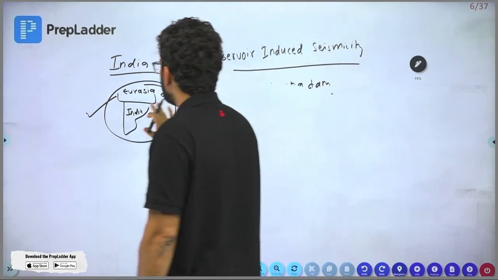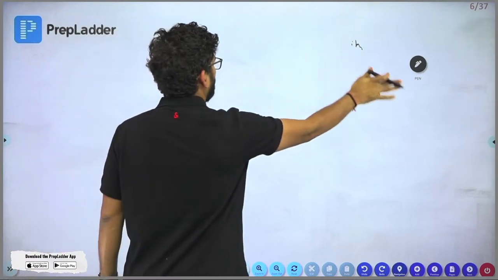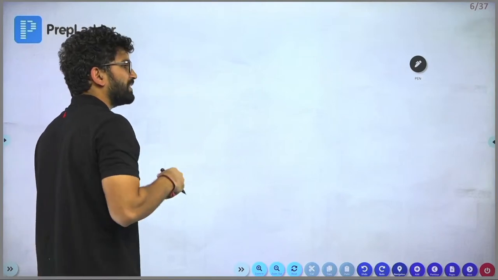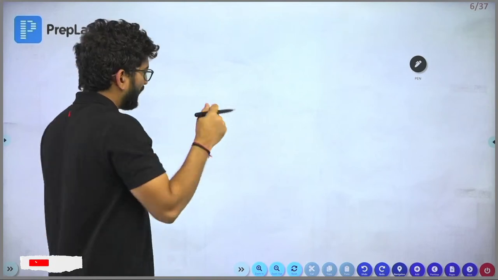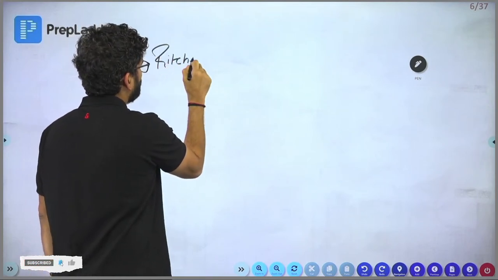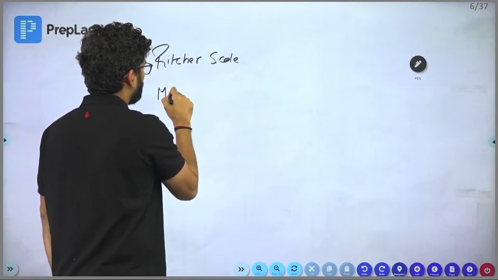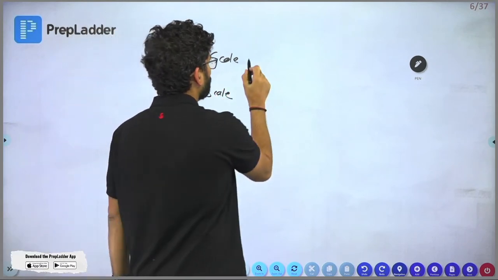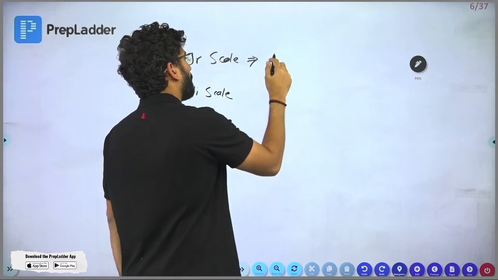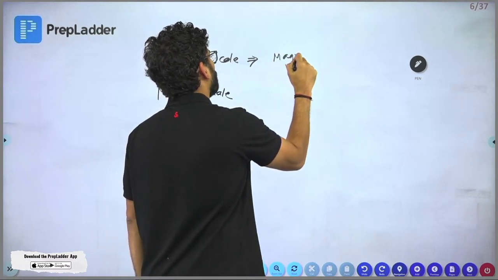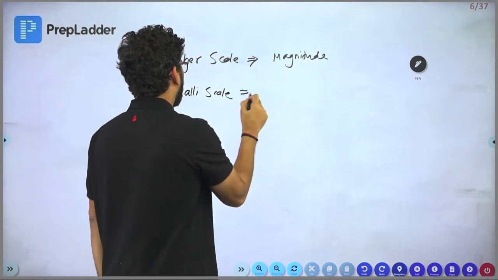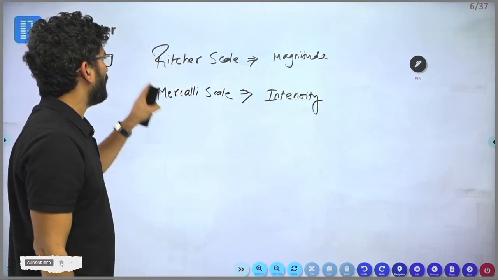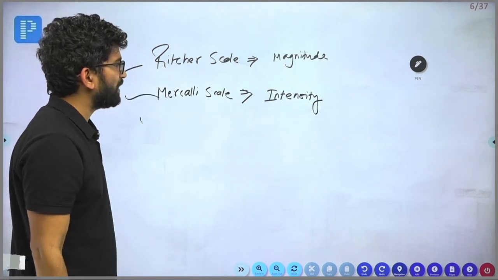Now, there are certain instruments with the help of which we measure earthquakes, guys. First, there are certain scales. The scales are the Richter scale and the Mercalli scale. In the Richter scale, we measure the magnitude of the earthquake, while in the Mercalli scale, we measure what? The intensity of the earthquake. In the Richter scale, we measure magnitude. In the Mercalli scale, we measure the intensity of the earthquake.